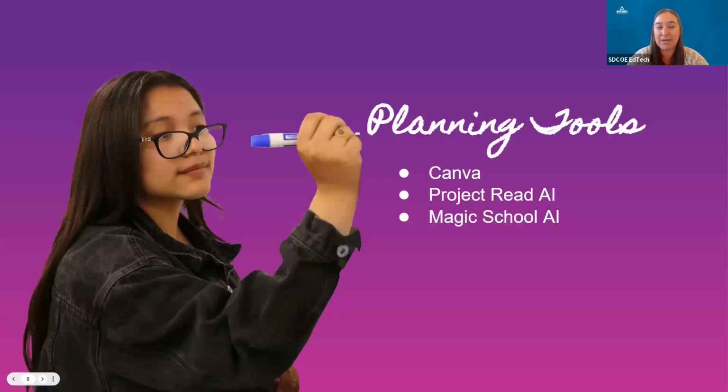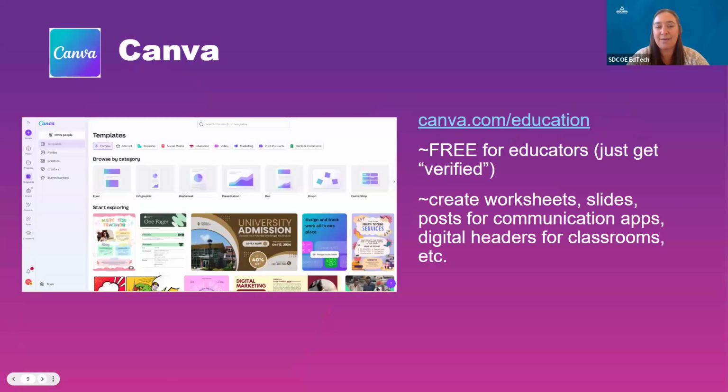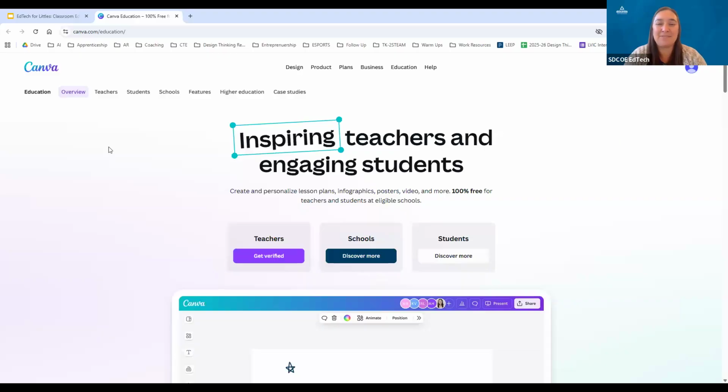Okay, planning tools. We're going to cover Canva, Project Read AI, and Magic School AI. First one I wanted to show you is Canva, just in case you've been living under a rock a little bit. I think Canva is pretty much out there, but there are a ton of tools in Canva that I find not all teachers know about.